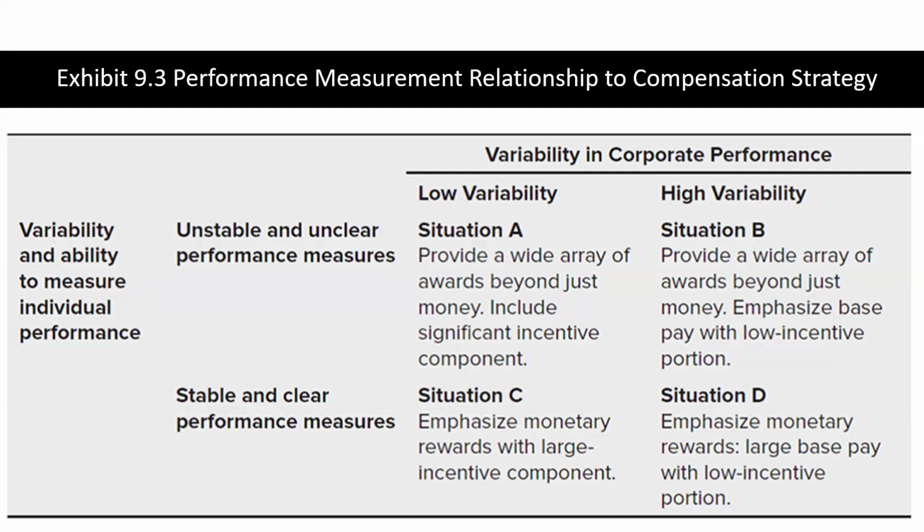So let's go through these situations A, B, C, and D. In situation A, you have low variability in corporate performance, which means from year to year, the corporate performance doesn't change much. Revenue is about the same, or it's slowly increasing or decreasing, but it's not drastically different. But you also have individual performance that's either unstable or it's unclear how to measure it. Unstable would be individual performance where it may be difficult to maintain the performance because you have to do lots of different things. Or, if you're working with clients, for example, their expectations are changing and different across different clients.